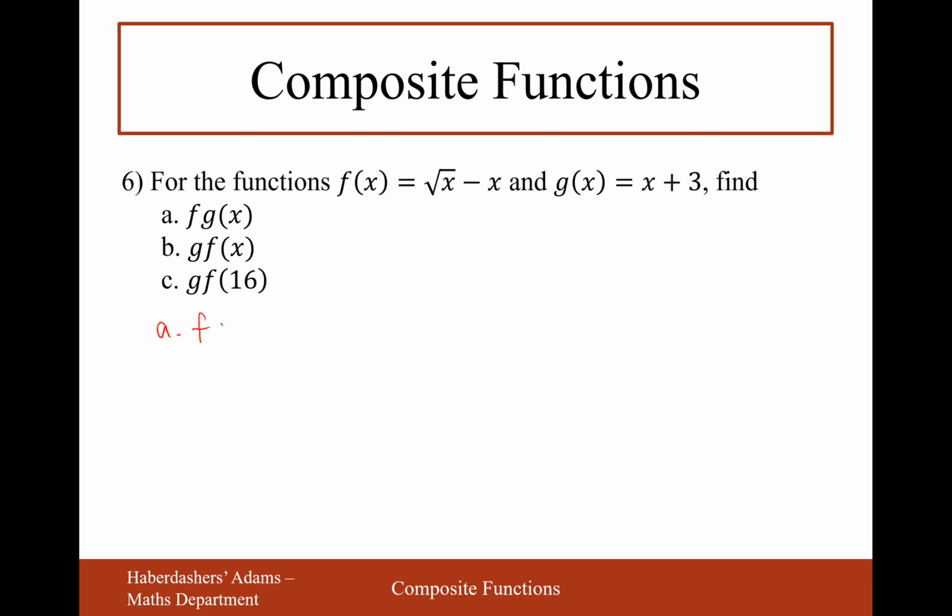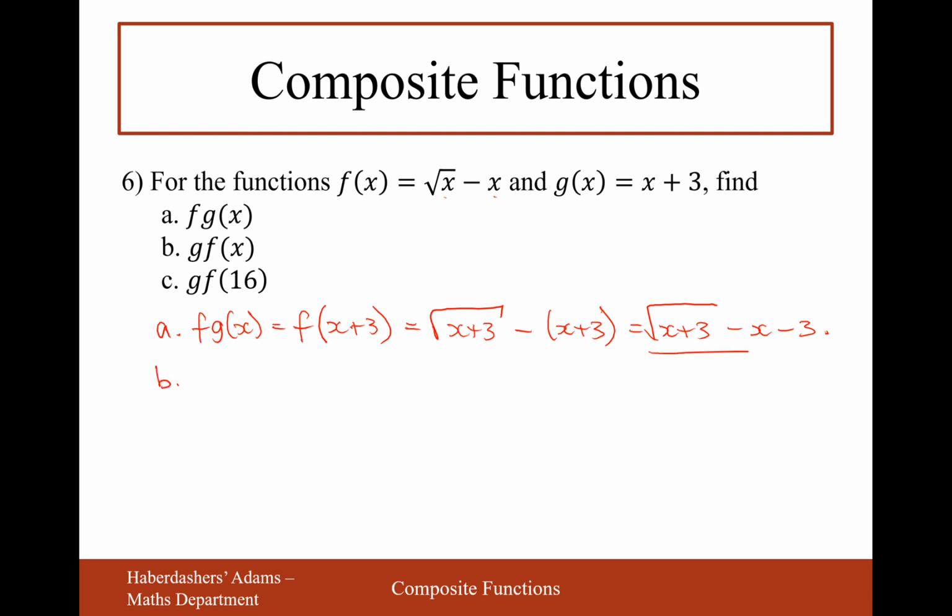Okay, so for part A, f of g of x, so it's going to be f of the g function. The g function was x plus 3. I'm now going to put x plus 3 as algebra into the f function. So in both places where x appears, I'm going to write x plus 3. So it's going to be the square root of x plus 3 minus brackets x plus 3. And it's minus all of this function here. So if I were to expand the brackets, I'd have to leave the x plus 3 in the square root, and it'd be minus x minus 3.